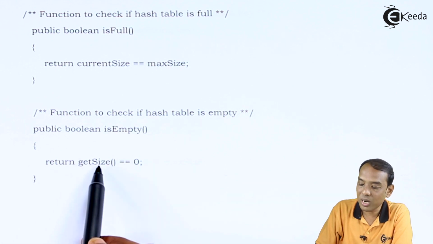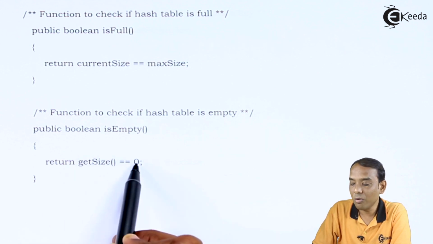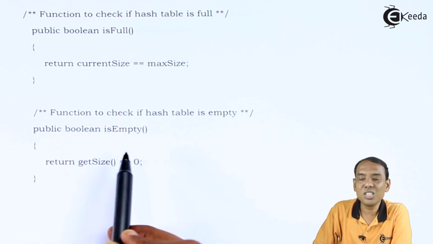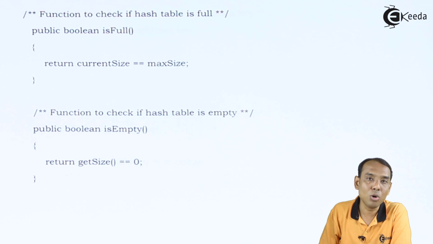So we return the value as current size. Function is called whose value will now become 0. This is how you check whether the hash table is full or not.